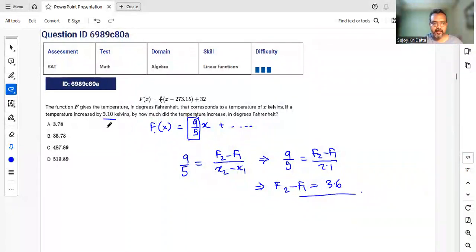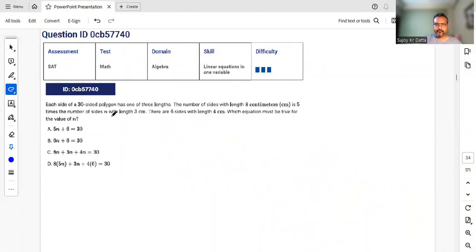What's the option closest to that? So let's just mark that. Change in Fahrenheit is the question, so that's 3.6. Let's move on.